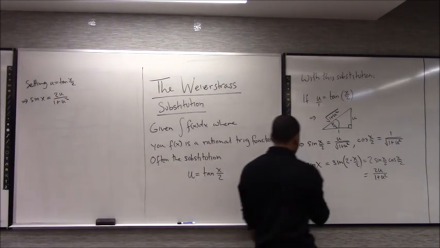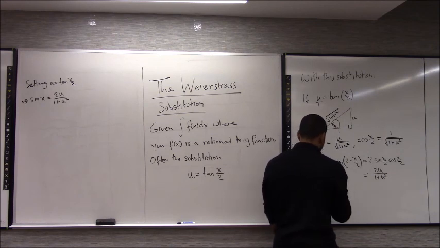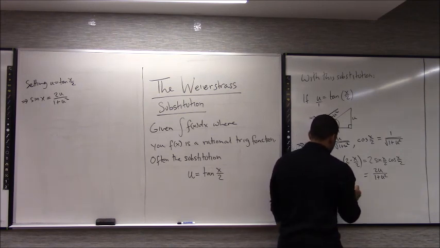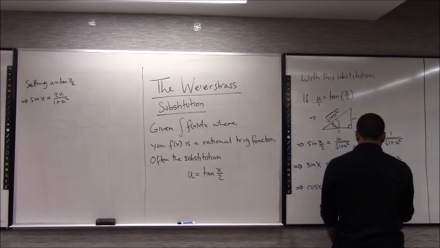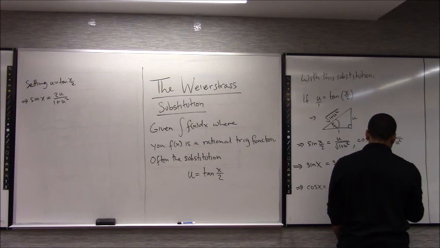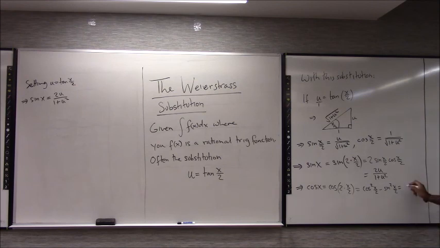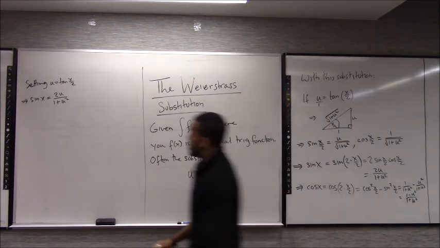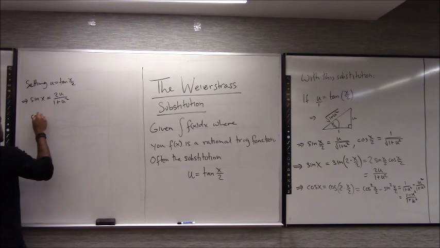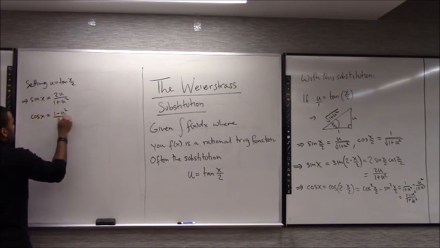I can continue by finding the cosine of x, and I would think of this as the cosine of 2 times x over 2, applying the double angle formula. This is going to be cosine squared of x over 2 minus sine squared of x over 2. That is going to be 1 over 1 plus u squared minus u squared over 1 plus u squared. And so that just gives you 1 minus u squared over 1 plus u squared. So with this substitution, you can replace all sines with that. You can replace all cosines with this.